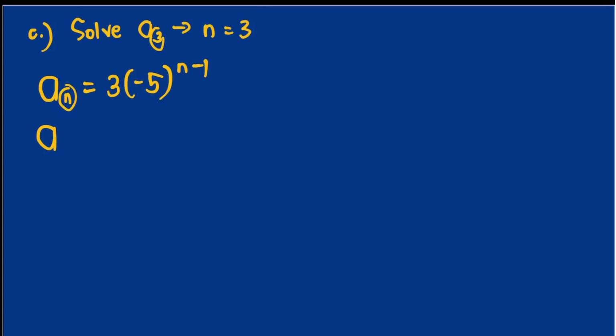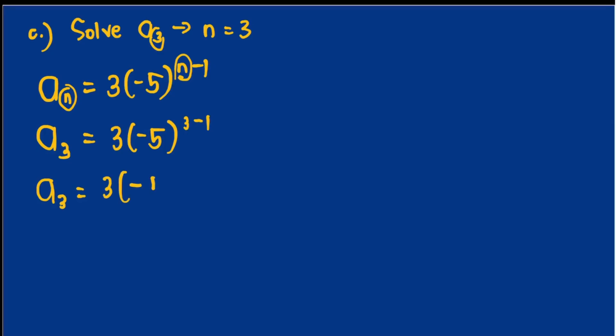Start muna tayo sa a sub 3. So, ano sa tingin nyo ang n natin dito? N is equal to 3. Kasi hanggang 3 terms lang tayo. So, we have a sub n is equal to 3 times negative 5 raised to n minus 1. So, let's substitute n by 3 equals 3 multiplied by negative 5 raised to n natin ay 3 din. So, 3 minus 1. So, a sub 3 is equal to 3 multiplied by negative 5. So, what is 3 minus 1? So, the answer is 2.